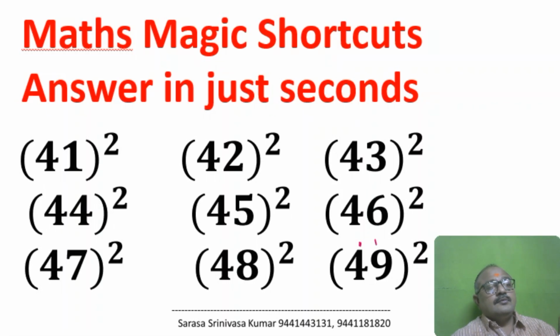Answer in just seconds. Math magic shortcuts: 41 square, 42 square, 43 square, 44 square, 45 square, 46 square, 47 square, 48 square, 49 square.